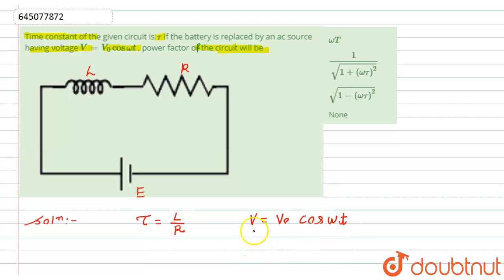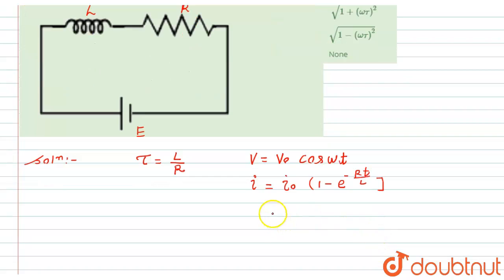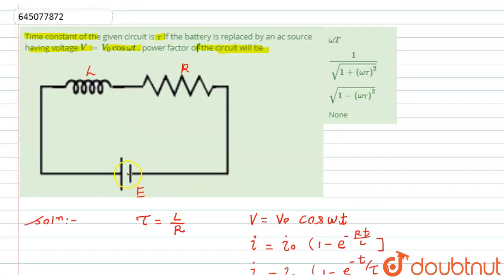Now if the voltage is V equals V naught cos omega t, then from here I can say that the current will become I equals I naught times 1 minus e raised to minus RT divided by L. But as L upon R is the time constant, we get I naught times 1 minus e raised to minus t divided by tau. Now, according to the question, this source is replaced by an AC source.